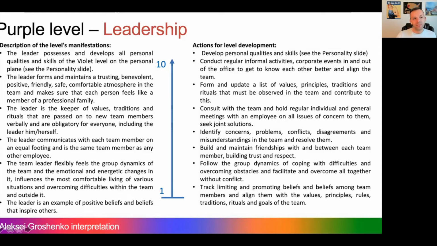The leader forms and maintains a trusting, benevolent, positive, friendly, safe, comfortable atmosphere in the team, and makes sure that each person feels like a member of a professional family. We are like a family, like friends, and this is one of the main leader's responsibilities. The leader is the keeper of values, traditions, and rituals that are passed on to new team members verbally and are obligatory for everyone, including the leader themselves.